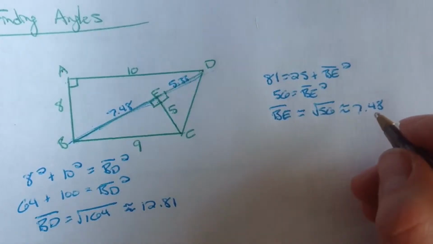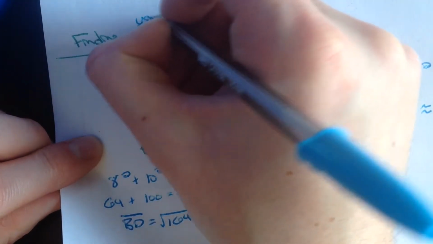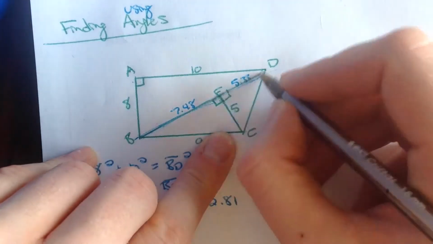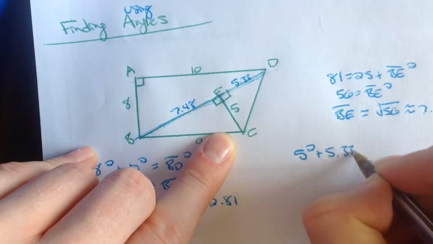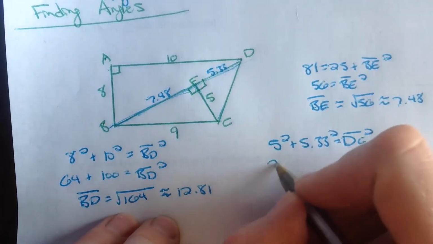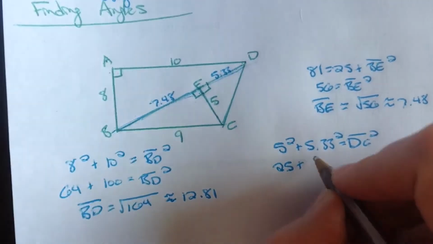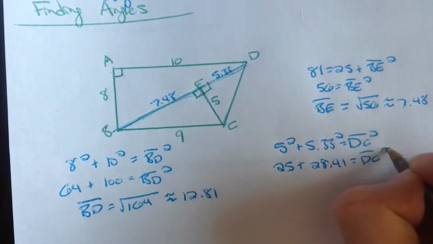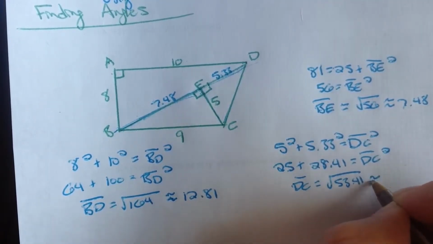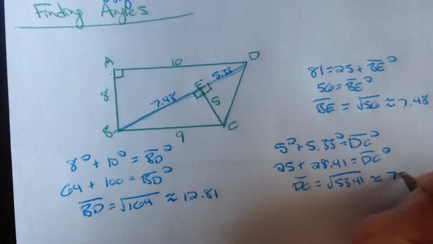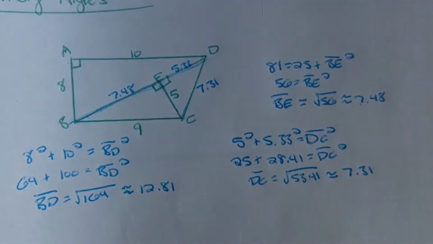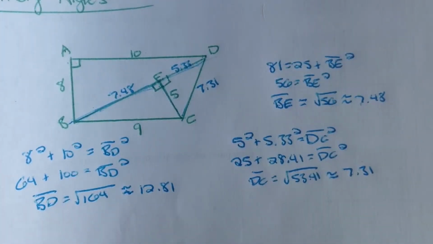So we're finding sides using the fact that these are right triangles. One last side to find. If this is a right triangle, we can say that 5 squared plus 5.33 squared equals the side DC squared, which is this side. So 25 plus 5.33 squared gives us 53.41, which equals DC squared. So DC is equal to either the square root of 53.41, which is approximately equal to 7.31. So this side is approximately 7.31. So we can find sides using angles, especially if it's things like right triangles.